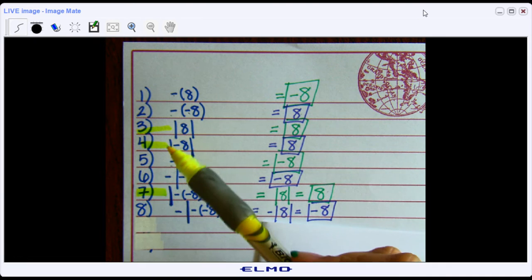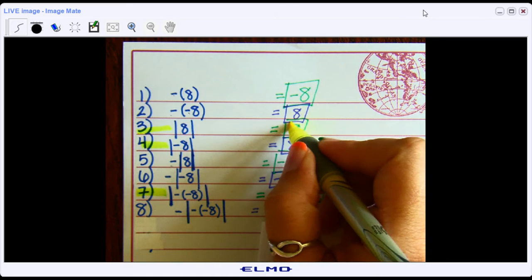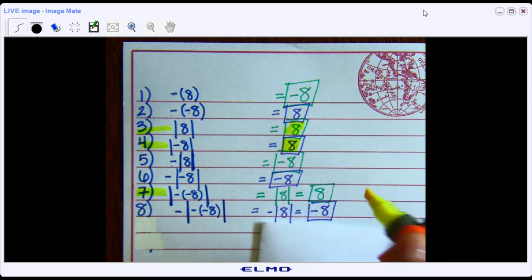Notice that there was no negative in front of the absolute value sign. That's the most common thing. So you're just taking the absolute value. When you just take the absolute value, you always end with a positive answer because absolute value is talking about distance, and distance is always positive.